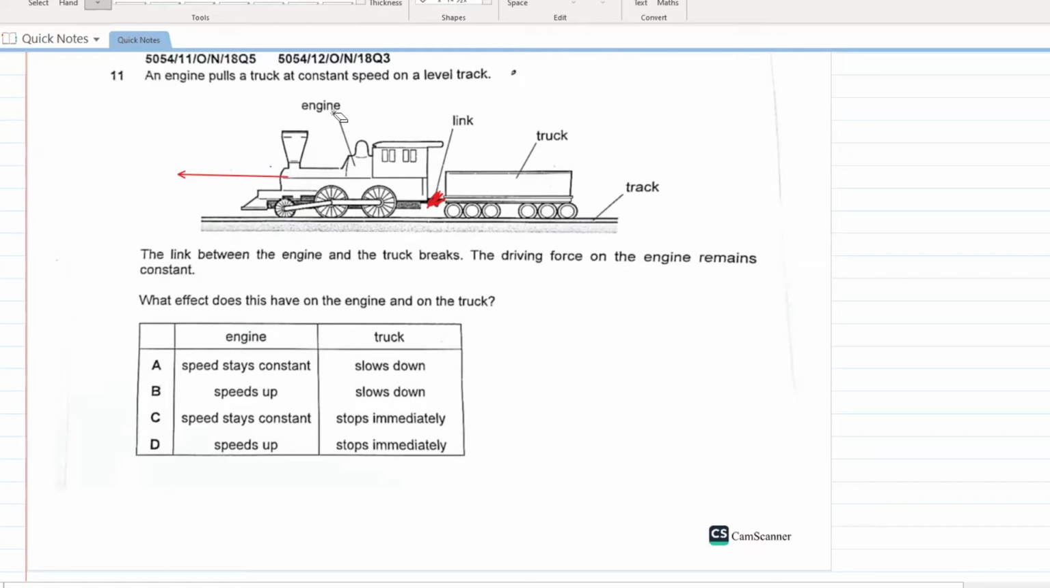Can you guess? The engine will speed up. Why? Because now there is the same amount of force pulling a lesser mass. The engine will speed up. Let me give you an example. Before, the engine was applying a 600 Newton force, and after, the engine is applying a 600 Newton force.